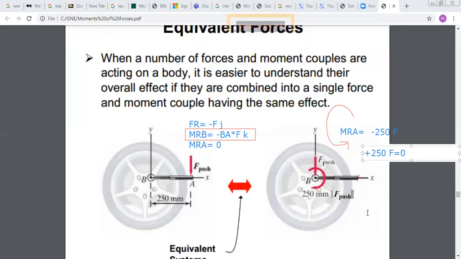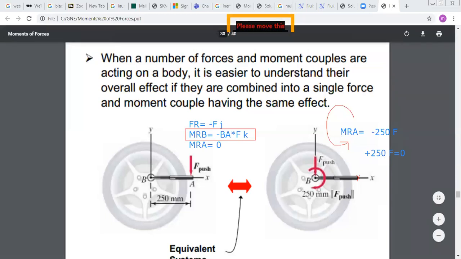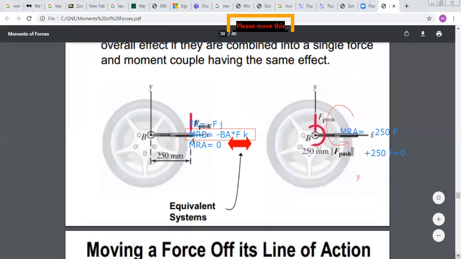Any question on this? Okay. Doctor, I'm not understanding how at A it's giving you 0.